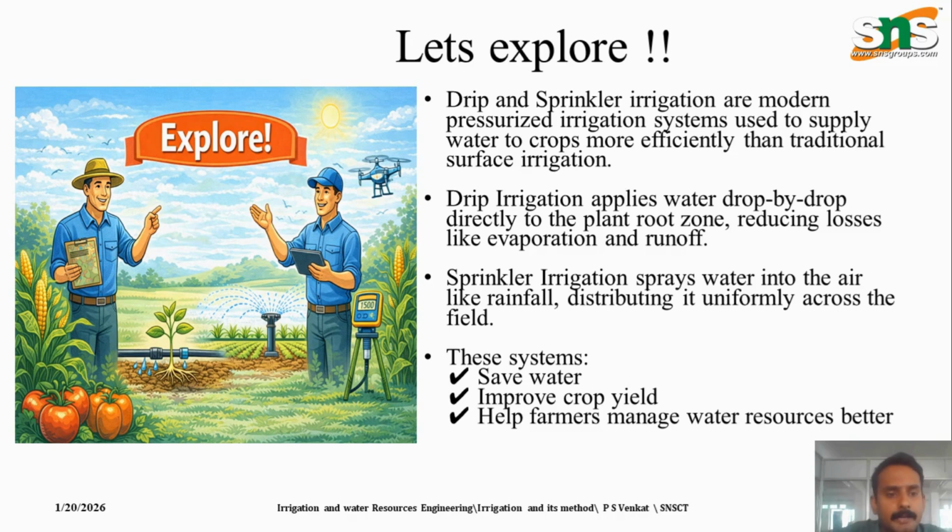Moving to the topic, drip and sprinkler irrigation systems are modern pressurized irrigation systems. In drip irrigation, water is supplied drop by drop directly to the root zone of the plant. Whereas in sprinkler irrigation system, water is sprayed into the air under pressure and falls on the field like natural rainfall. These systems are very important because they save a large amount of water, reduce wastage due to evaporation and runoff, improve crop yield and reduce labor requirement. Hence, modern irrigation systems play a key role in sustainable agriculture and farming.